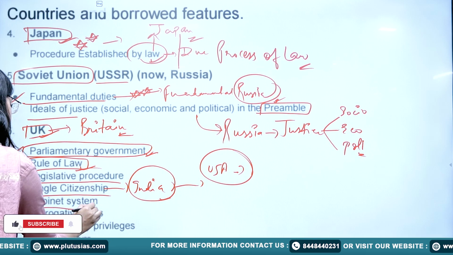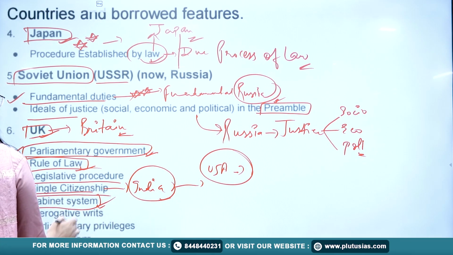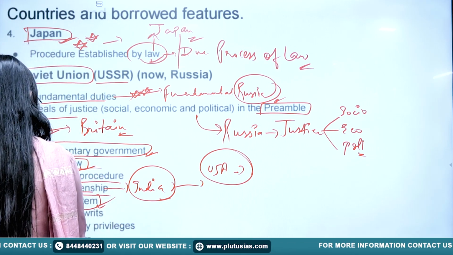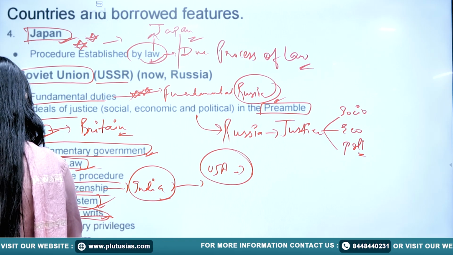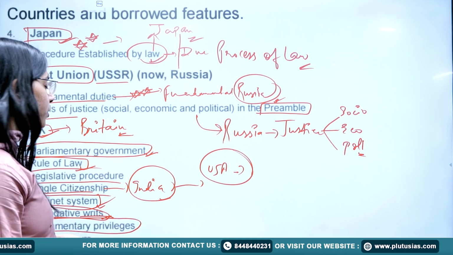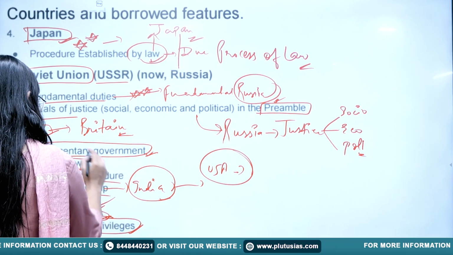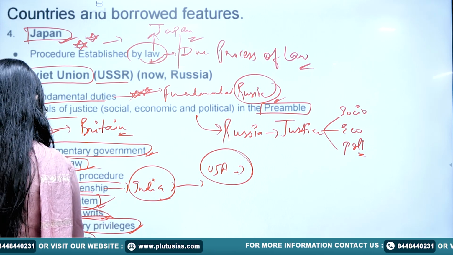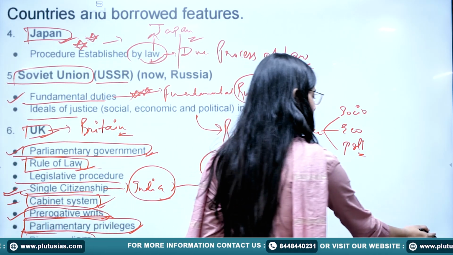After that, the cabinet system. In the UK also, they have the cabinet form. So this cabinet system we have taken from Britain. After that, prerogative writs we have taken from the UK. Parliamentary privileges, all those privileges given to the parliamentary members, are also taken from the UK. And after that, bicameralism is also taken from the UK.